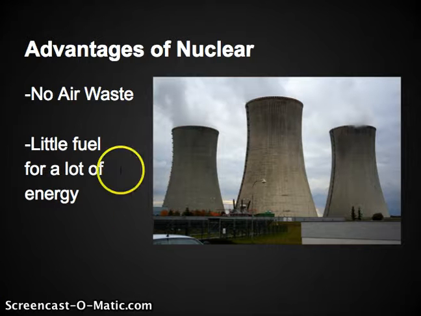Speaking of, what are some advantages? Well, there is no air waste. There is solid waste, but the stuff that comes out is just evaporated water. And then you just need a couple atoms to make electricity. One nuclear power plant can make electricity for Los Angeles, and Los Angeles does use nuclear right now. And enough for Los Angeles for almost a year. So one atom will give you enough electricity for a year. This is a lot of energy.